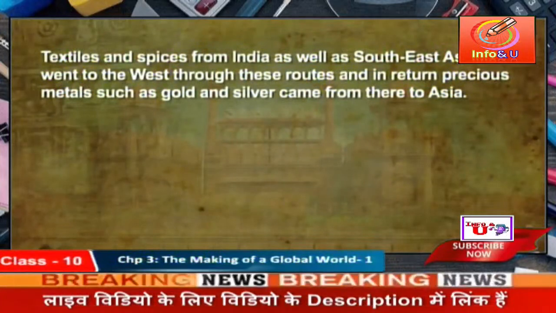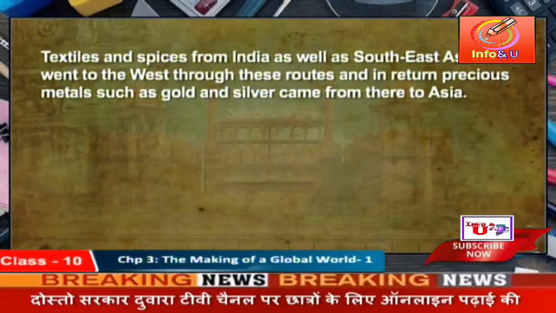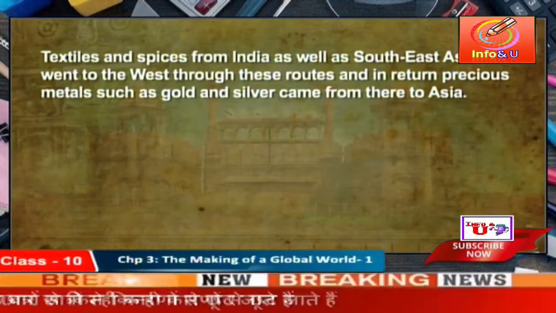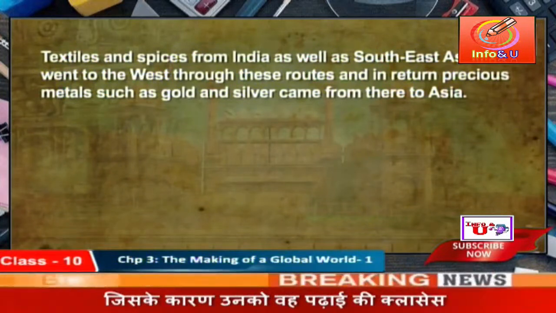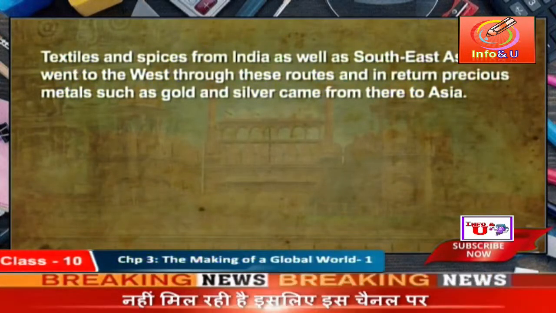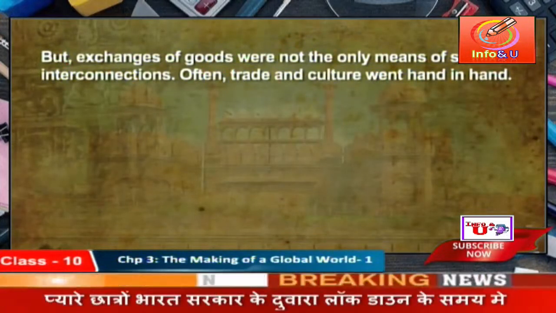You will feel happy to know that textiles and spices from India as well as from the Southeast Asian region also went to the west, that means Europe, through these routes, and in return precious metals such as gold and silver came from there to Asia. One of the sites where we have discovered plenty of gold coins from the Roman Empire is in the southern part of India. But exchanges of goods were not the only means of such interconnections.